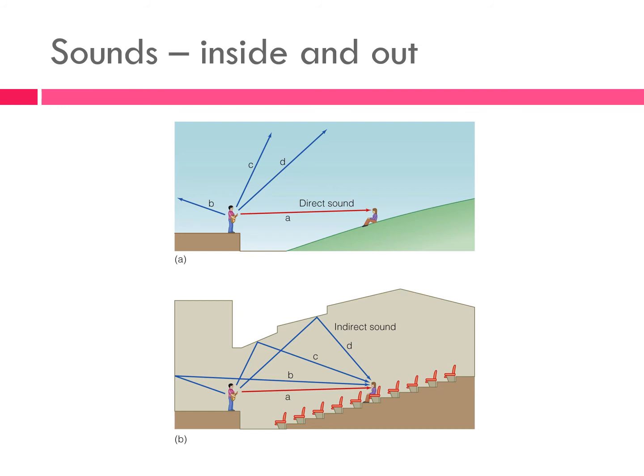Whereas when we go inside, as we see in B, and I'm listening to the singer playing the guitar, I get that direct sound that's coming from A. But now what's coming from B is going back and hitting the back wall and hitting my ears. What's going to C is hitting part of the ceiling, and D is hitting another different part of the ceiling. And so we also have all this indirect sound when we are inside.